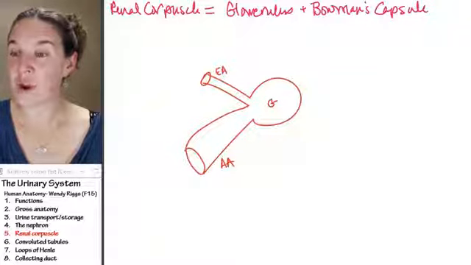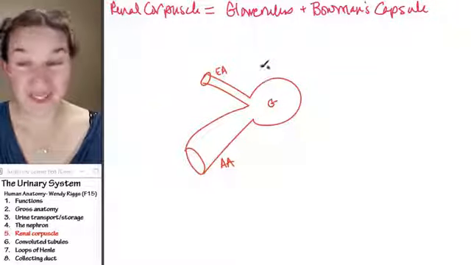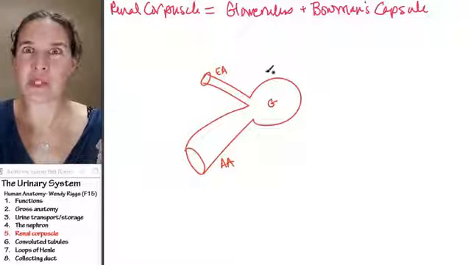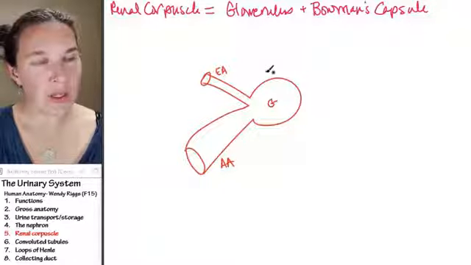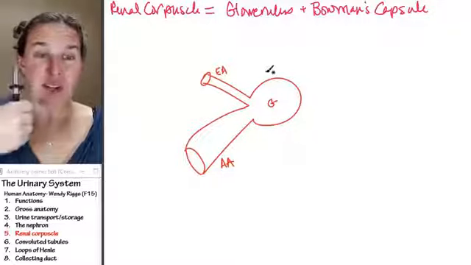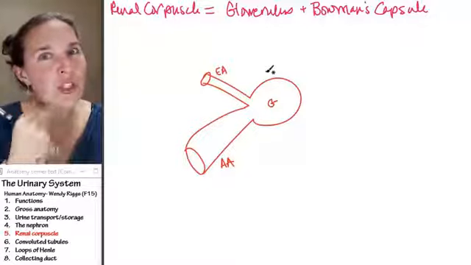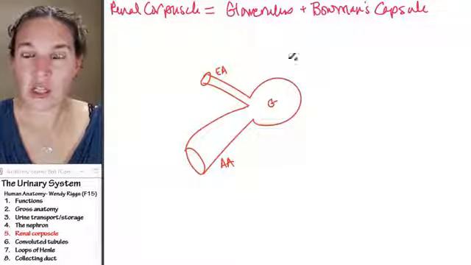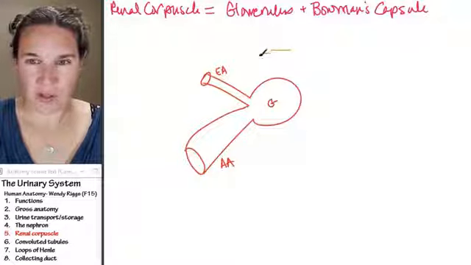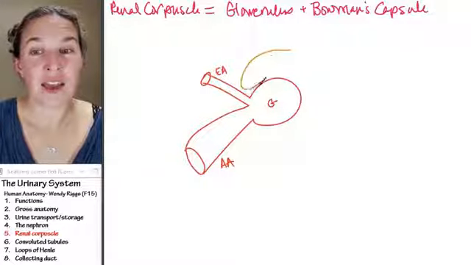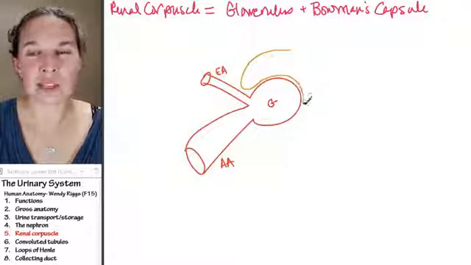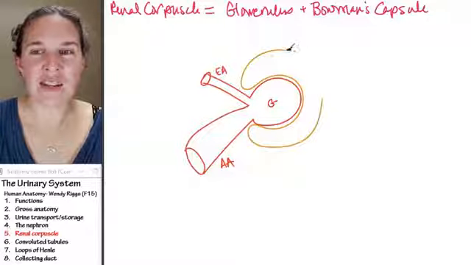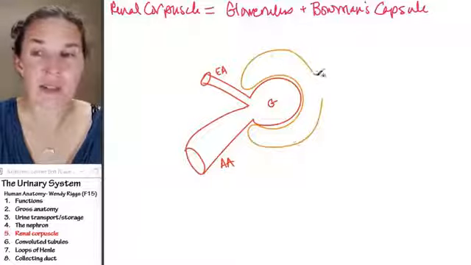Now, we have to draw Bowman's capsule. Bowman's capsule is a double-layered structure. You can imagine Bowman's capsule is like a balloon. And the glomerulus is a net of capillaries that were punched into the balloon. Is any part of this seeming somewhat familiar? Look at my balloon. The glomerulus is inside the balloon. The balloon wraps around the glomerulus that punched inside it, and then still contains the air that was in the balloon in the first place.